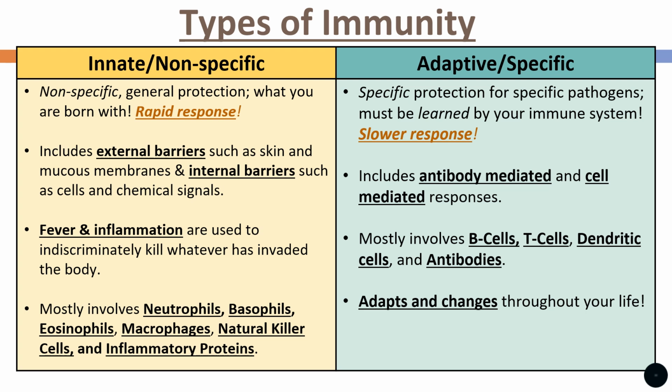So our adaptive or specific immunity is mostly going to involve B cells, T cells, dendritic cells, and antibodies. This type of immunity can adapt and change throughout our lifetime. So that's pretty cool.